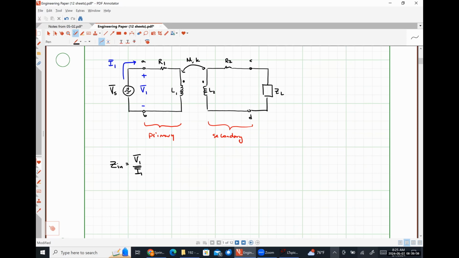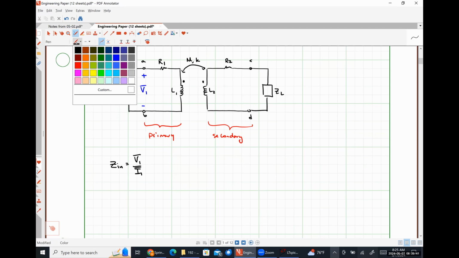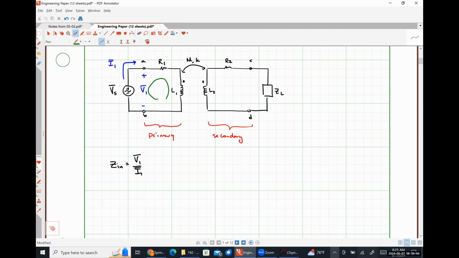So let's define some mesh currents. I'm going to call this mesh current I1 like so, that it represents exactly the same I1 that I described as flowing into the primary terminals. And I'm also going to define a mesh current I2 like so. And I'm drawing it in this opposite direction so that it flows into the dotted terminals, so that when we do our math here, we're just going to get plus signs and all of that kind of good stuff.